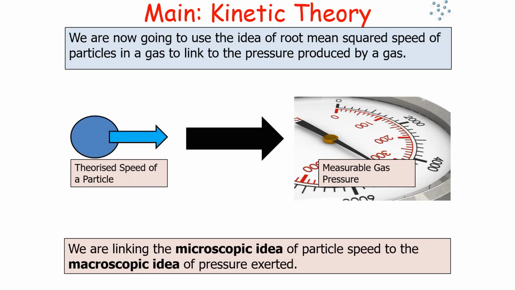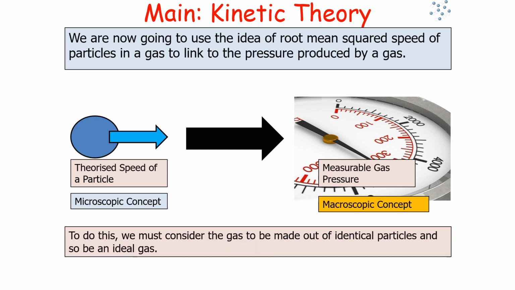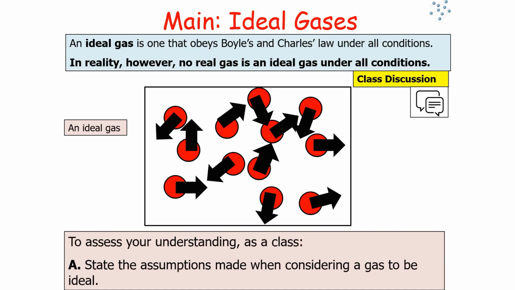Now we're going to use the idea of root mean square speed of particles in a gas to link to the pressure produced by a gas. So what we're doing is linking a microscopic idea of particle speed to the macroscopic idea of pressure exerted. To do this, we've got to consider the gas particles to be made out of identical particles and therefore be an ideal gas. So what are our assumptions when we consider a gas to be ideal?